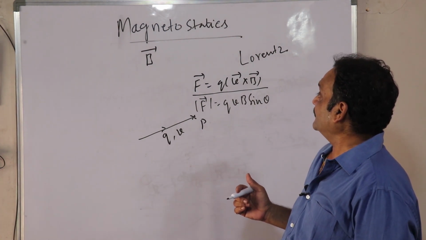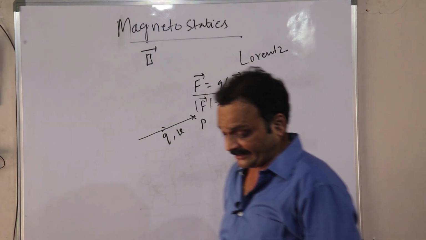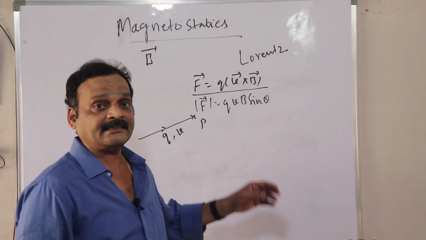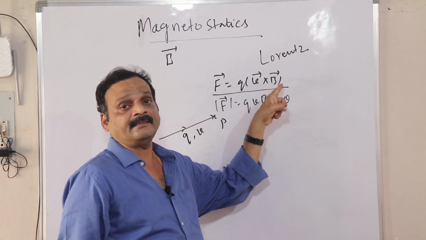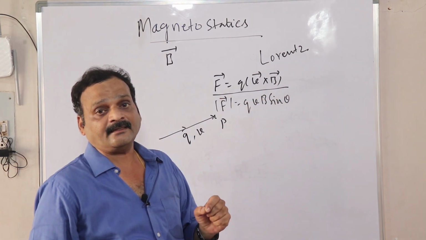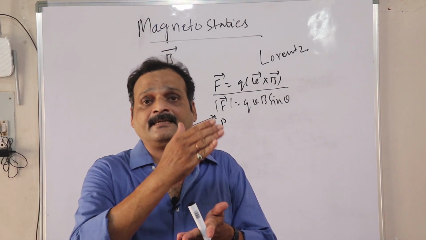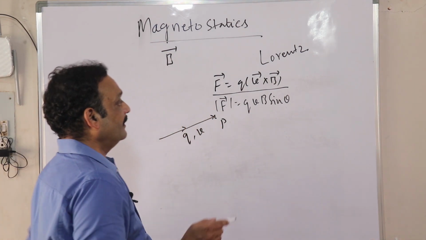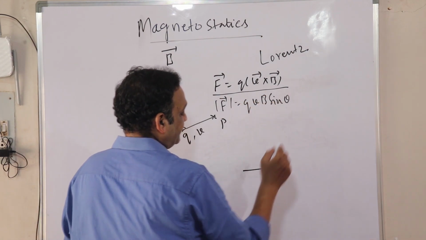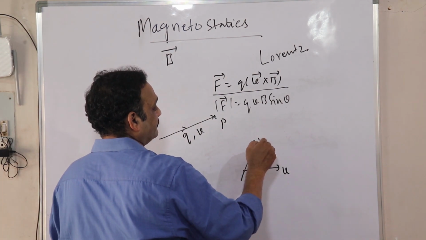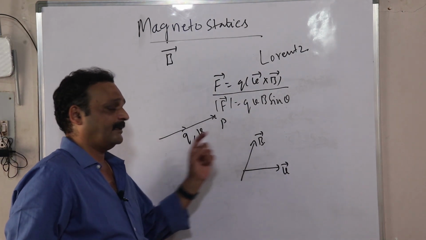Now, what is the direction of F? This is very, very crucial. F is perpendicular to both v and B. The resultant of the cross product of two vectors is always perpendicular to both the vectors, or perpendicular to the plane containing those two vectors. Look at this, v × B. Suppose the velocity is in this direction and B is like this. What is the cross product of v and B?